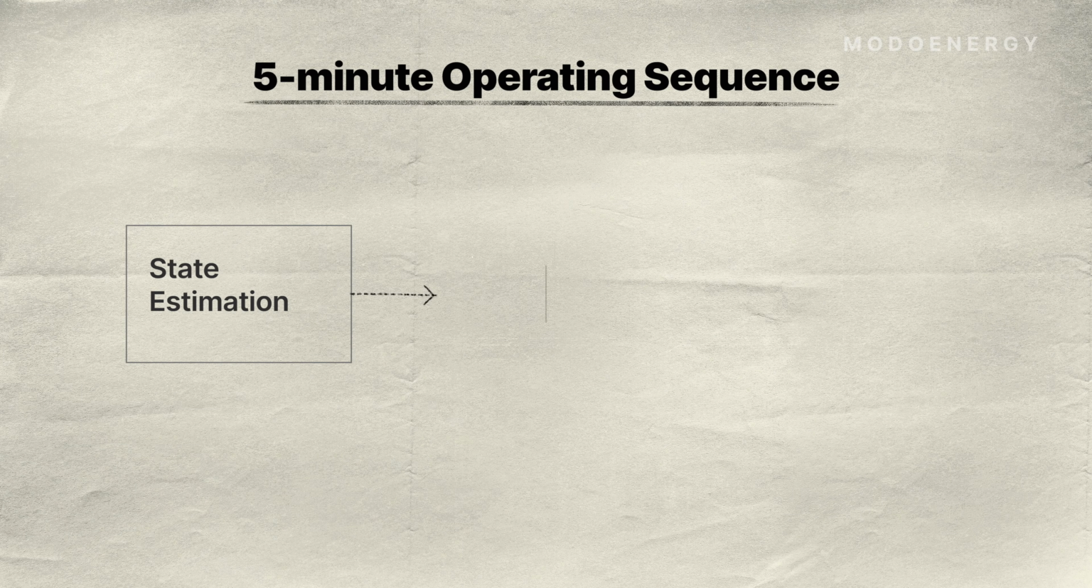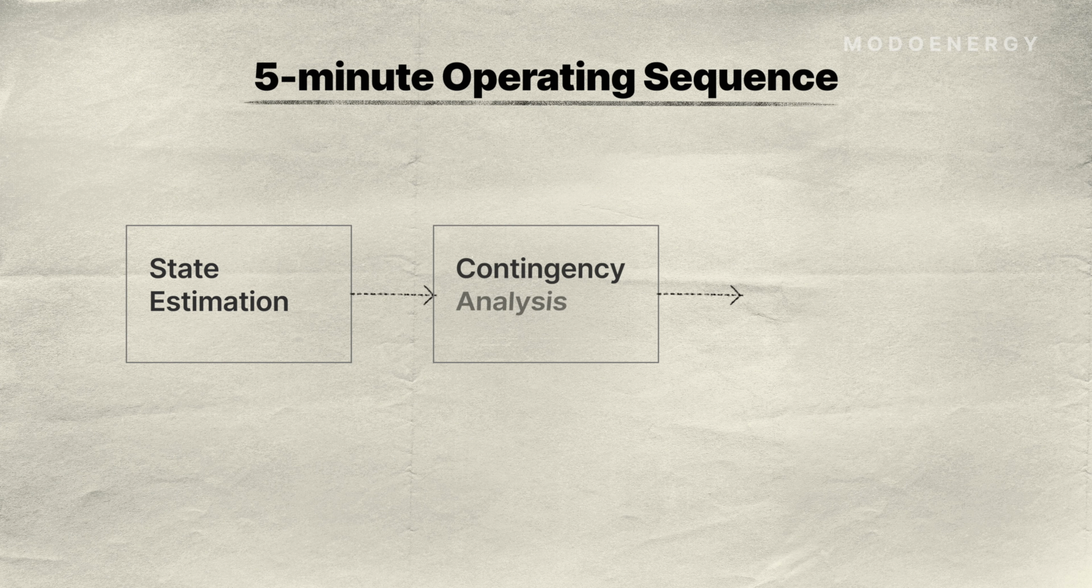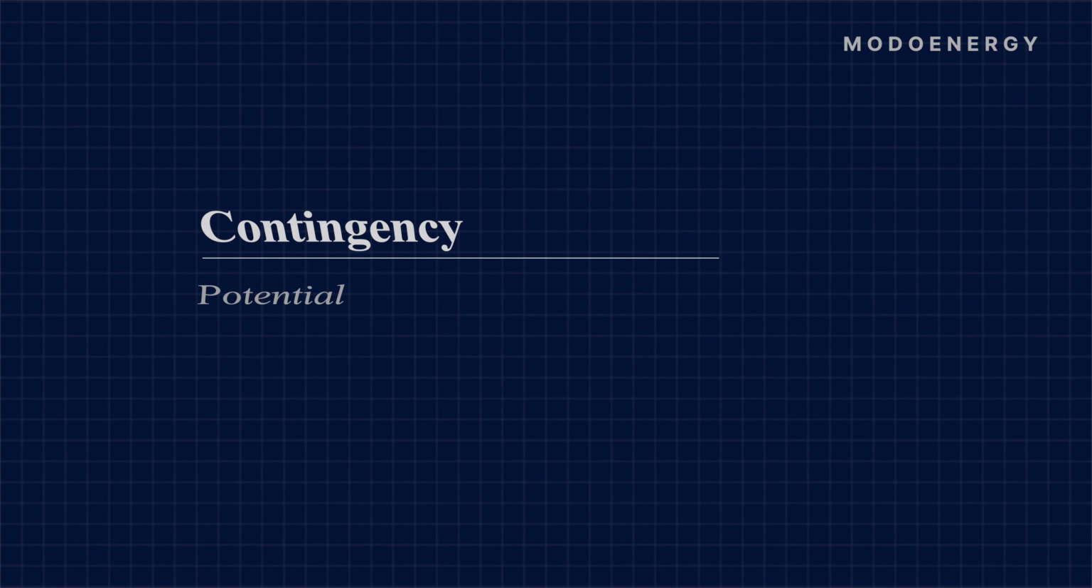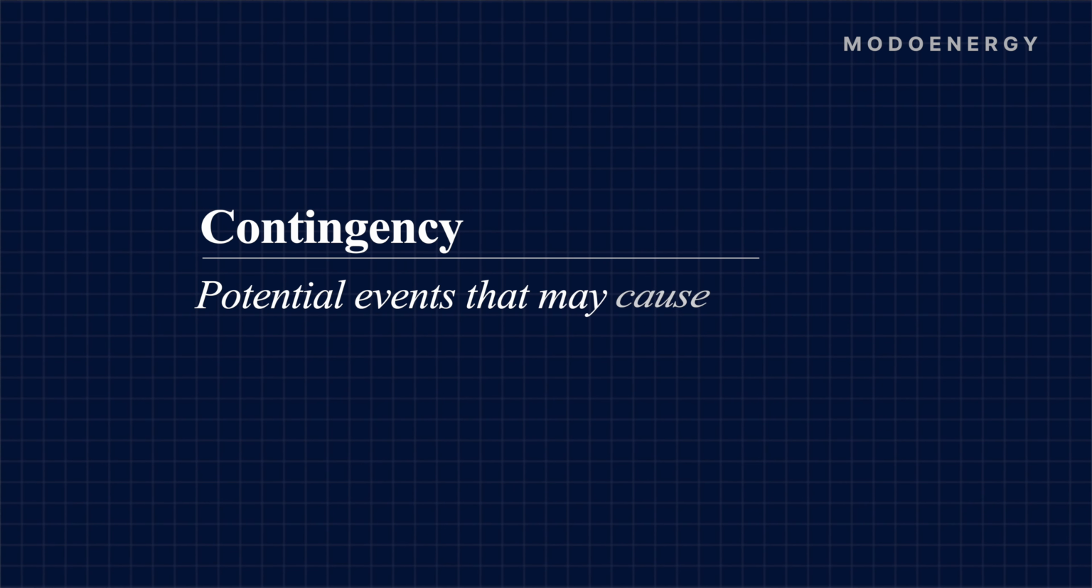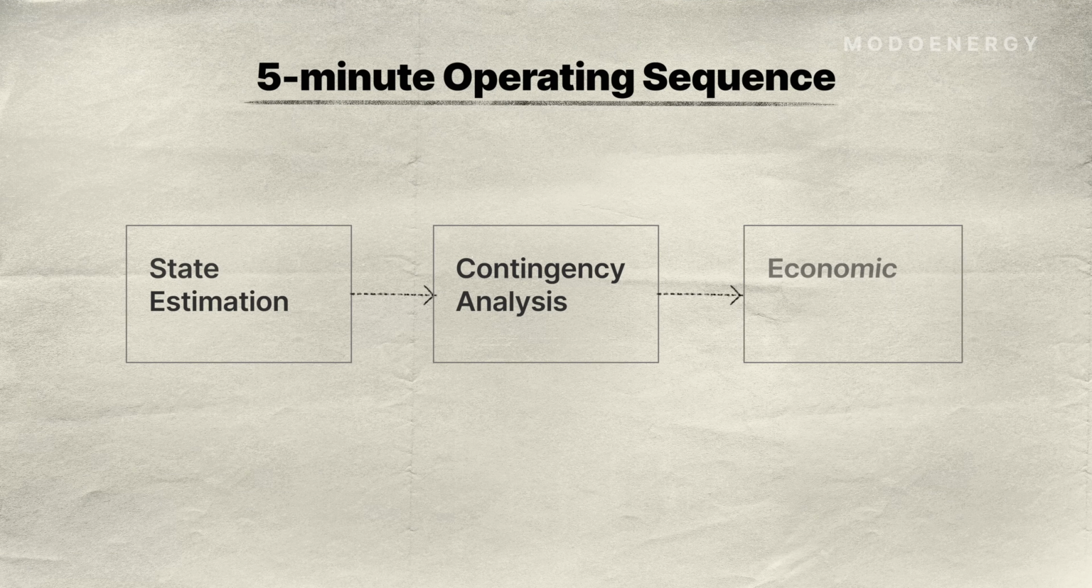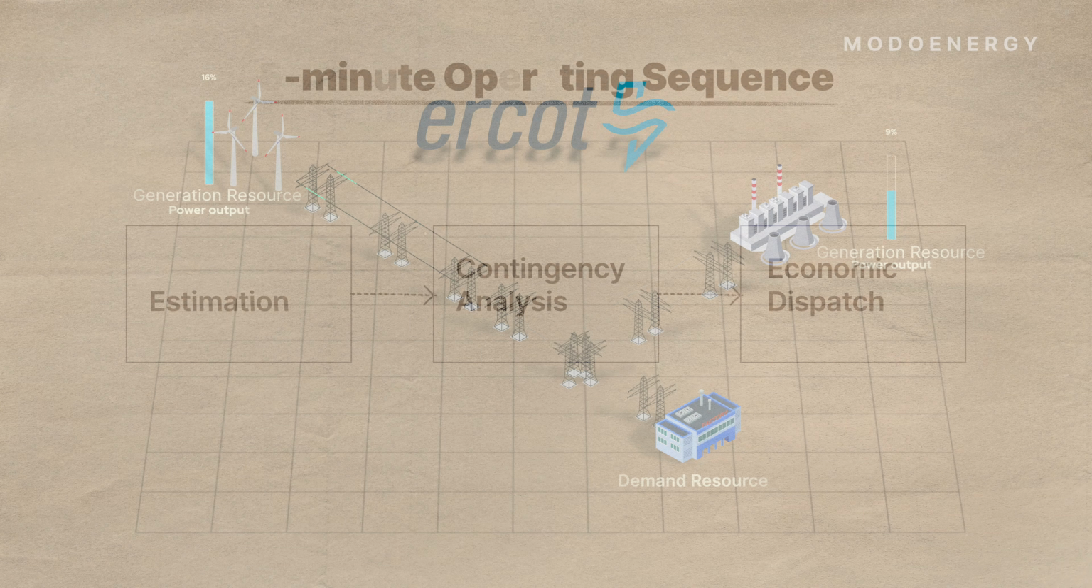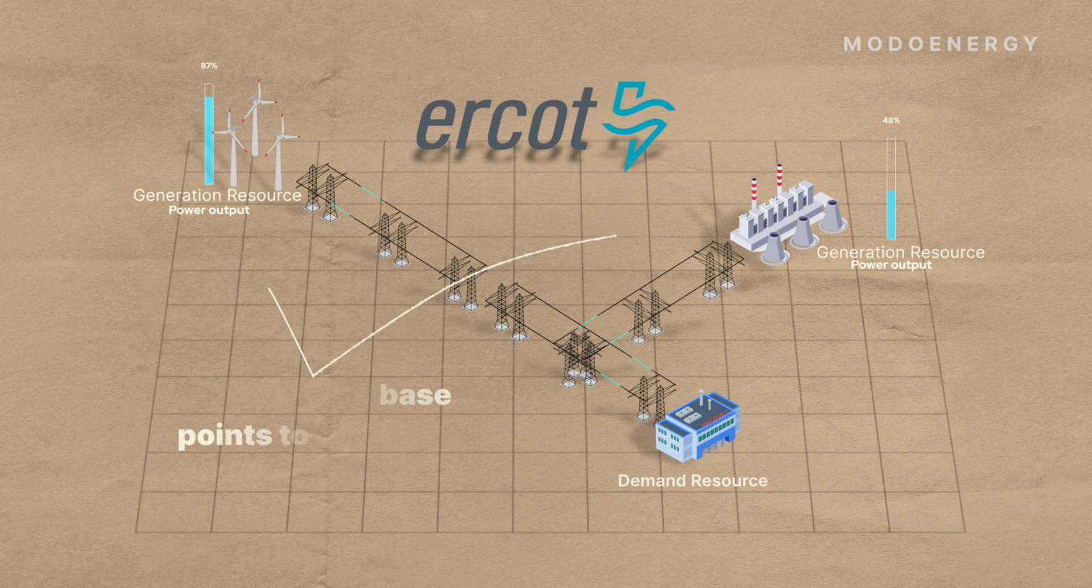Once it has a full view of how much power is flowing where, ERCOT carries out contingency analysis. Contingencies are simply potential events that may cause transmission congestion. And ERCOT takes action to resolve these contingencies, which often means redispatching generation. And it does this through SCED. SCED sends dispatch instructions or base points to resources. And those resources then turn up or down, balancing the system in the process.